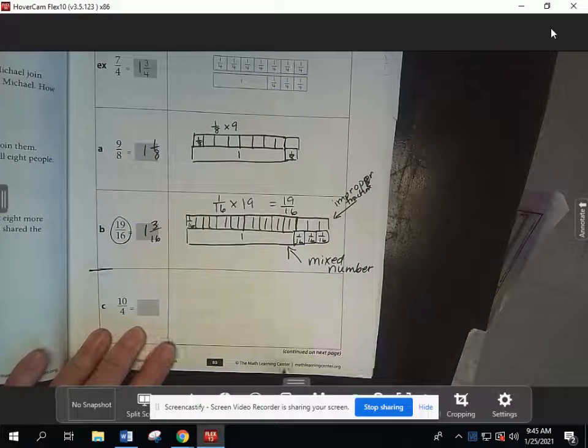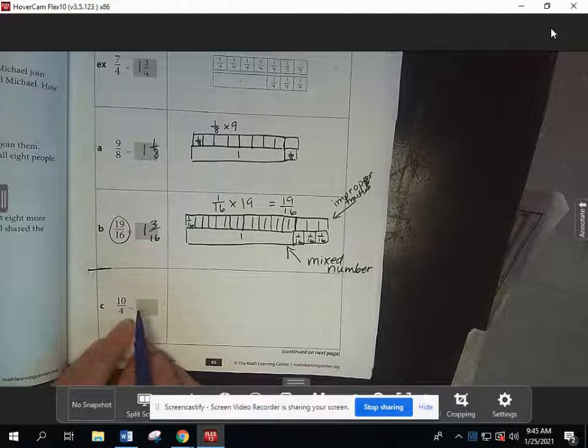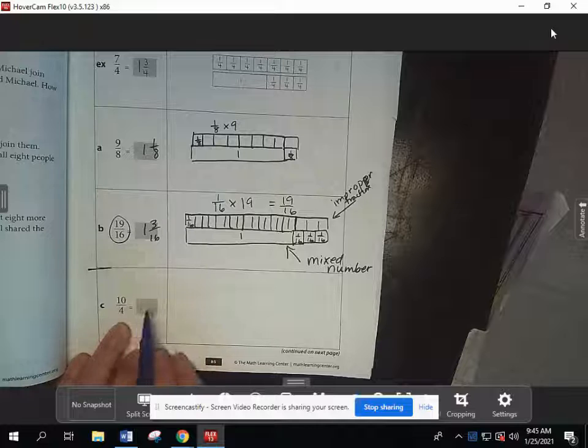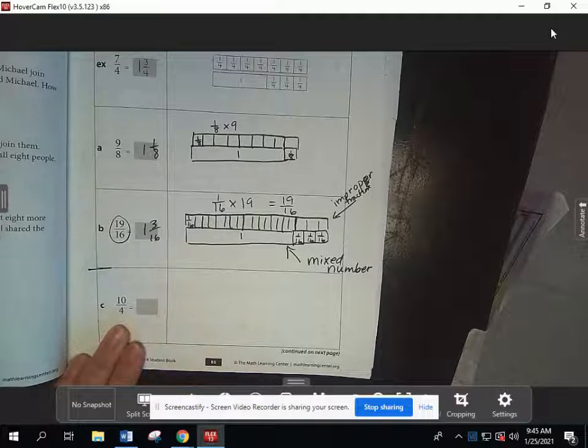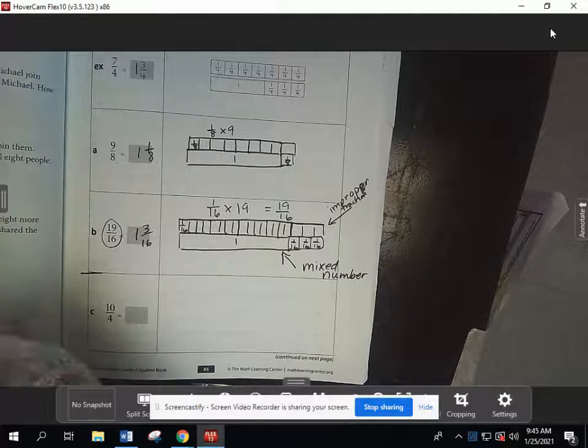Okay. So what we're looking at, if we're going to line this whole thing up, we have to have a whole unit divided in fourths, correct? Yeah. So we can pull our fourth pieces out or we can draw a picture. It's up to you guys. Remember what your fourth pieces look like?